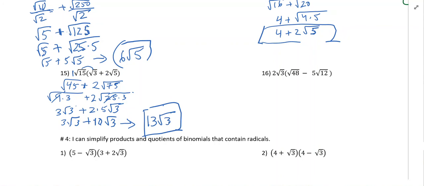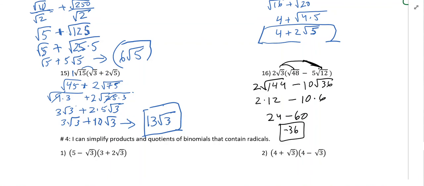Okay, so this last one, why don't you go ahead and try to do it? So remember, you're distributing, the coefficient multiplies with the coefficient, and what's underneath the radical multiplies what's underneath the radical. So distribute and see if you can simplify completely. So pause the video and try it. Okay, so let's see how you did.